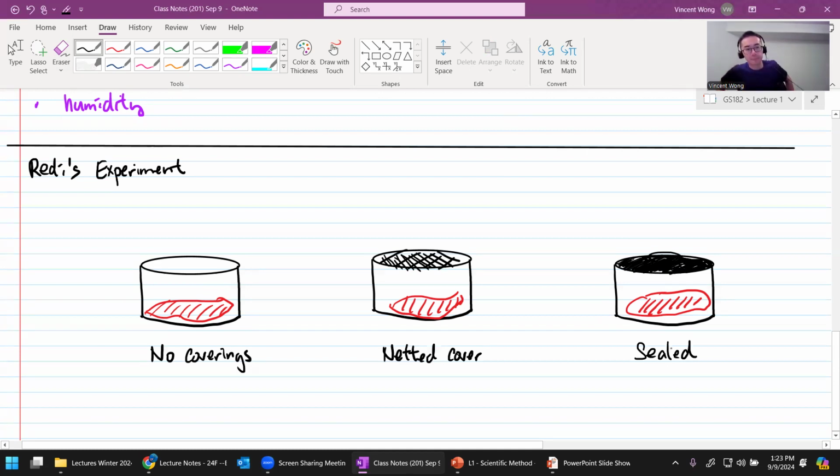So that's the setup. I want to ask you a couple of questions here, and hopefully you have the answer for me. In this setup, what is the independent variable? What is the only thing that he changed between the groups?